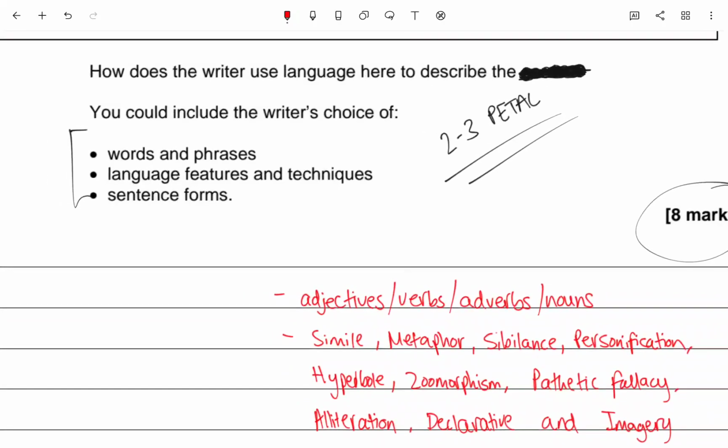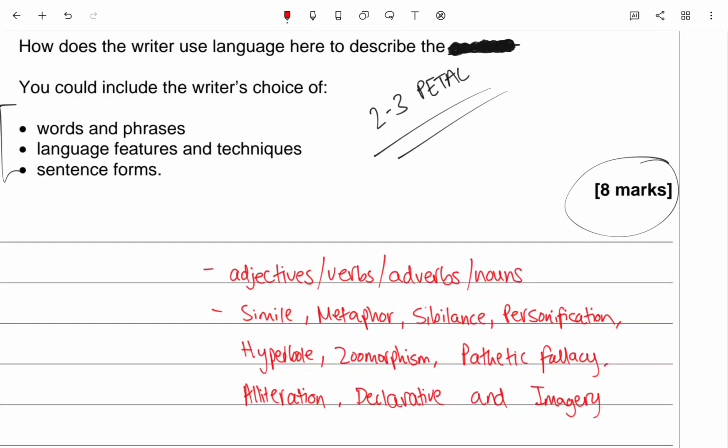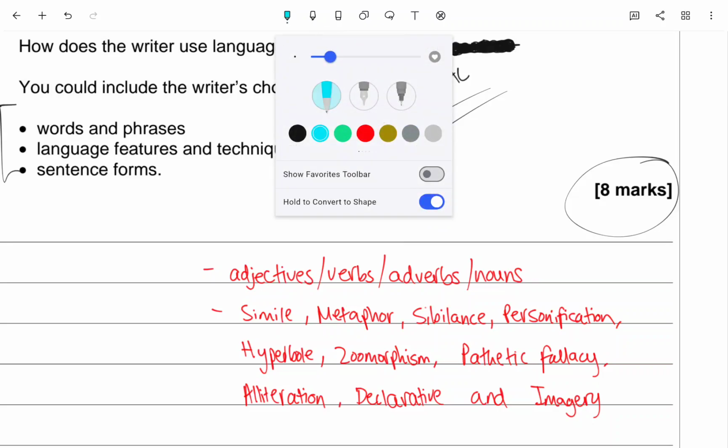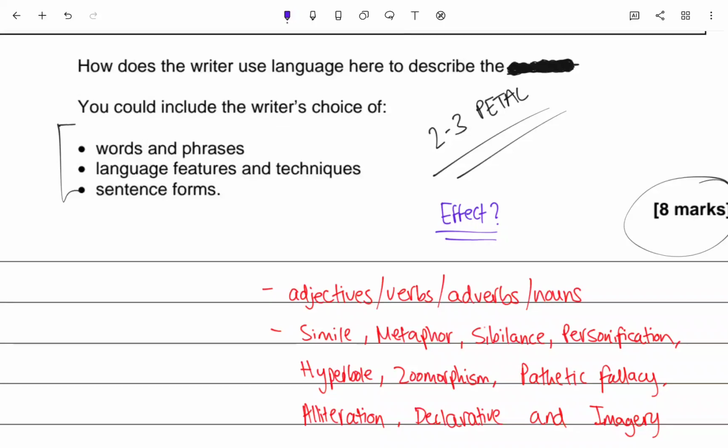So make sure you focus on the effect of language for this question, because that's how you'll achieve the top marks. I get this question a lot: sir, how do I achieve the highest marks? Focus on the effect of language. What is the effect? Because that's how you'll get the highest possible marks. Okay, so that's question number 2.